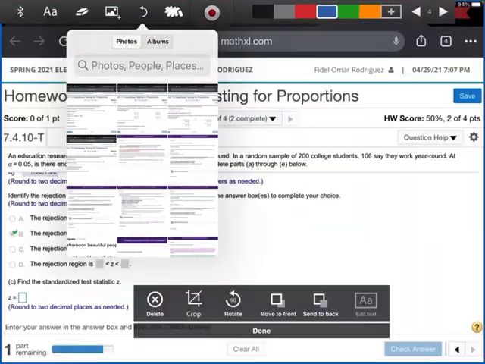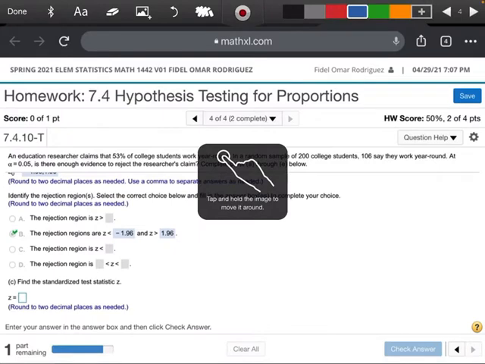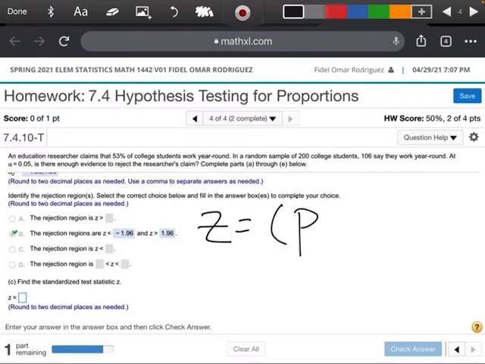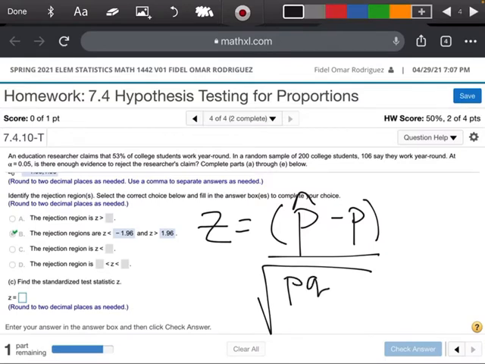Let's pick this part. Now we want to find our standardized test statistic. There's a formula, guys, on how I'm going to do this. My formula is going to be p hat minus p, all divided by the square root of p q over n. And I got to figure out what my p hat is.